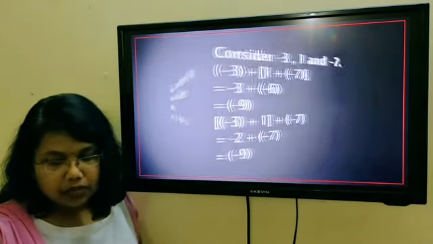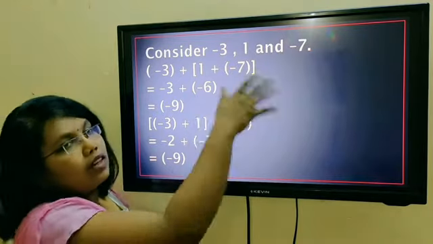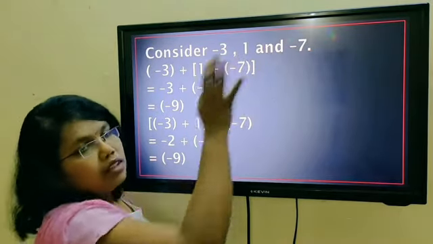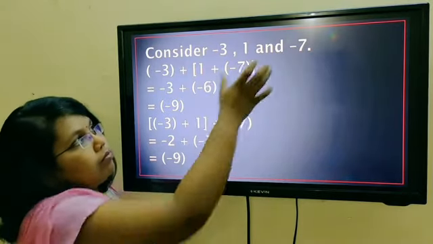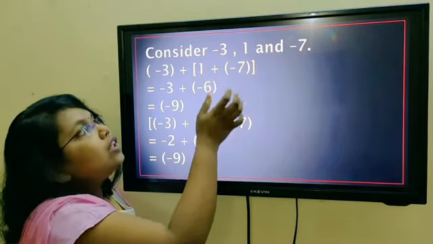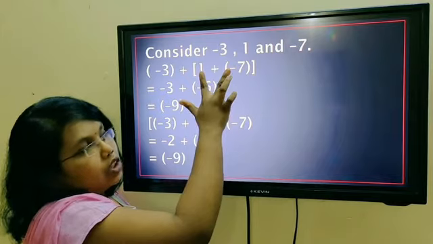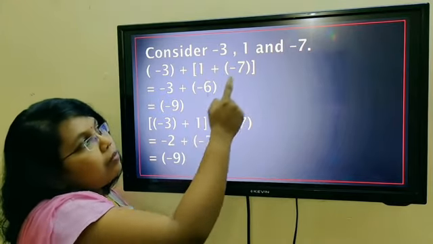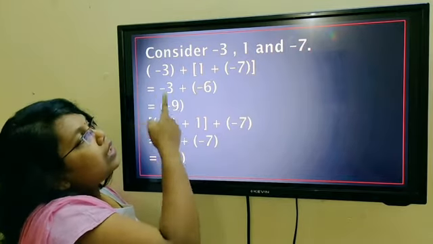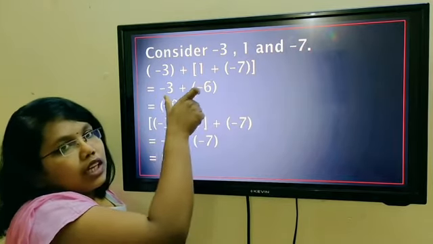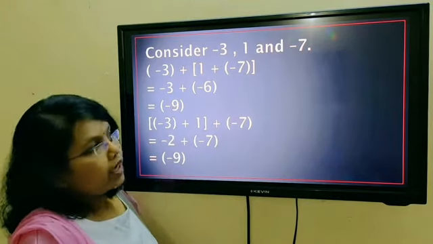Some examples. Consider -3, 1 and -7. These are our three numbers. This is our A, this is our B, this is our C. So -3 plus (1 plus -7). B and C are going to be added first. So 1 and -7. Different signs, so subtraction. Your answer is 6. -7 has the bigger absolute value, so the answer carries the minus sign. So -3 plus -6. Both are negative, so you directly add and give the sign of minus. So your answer is -9.